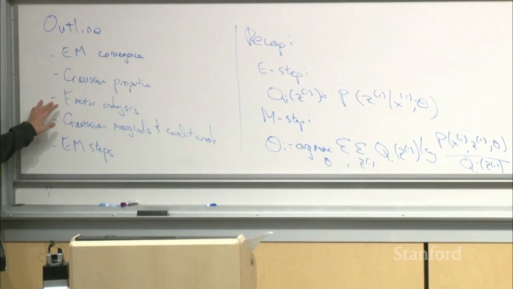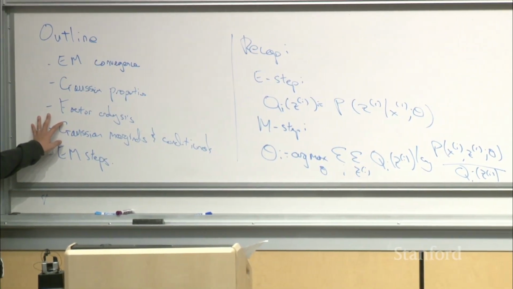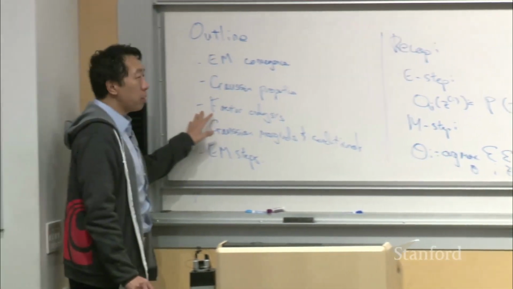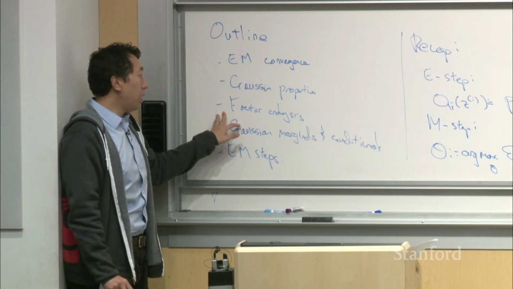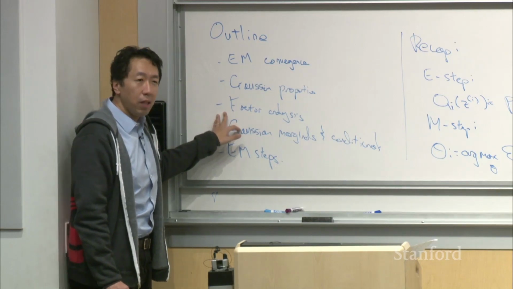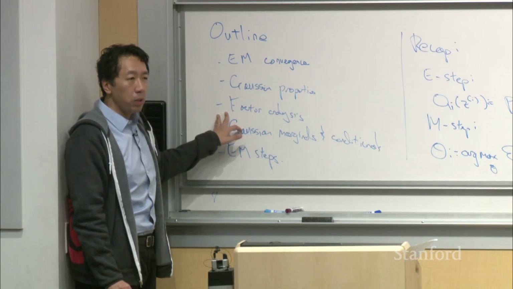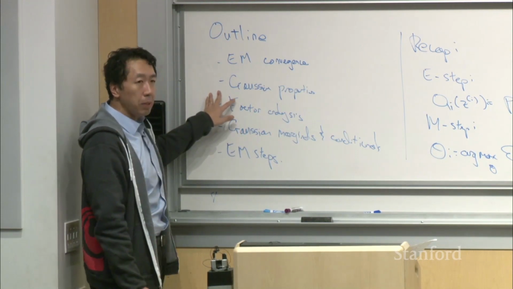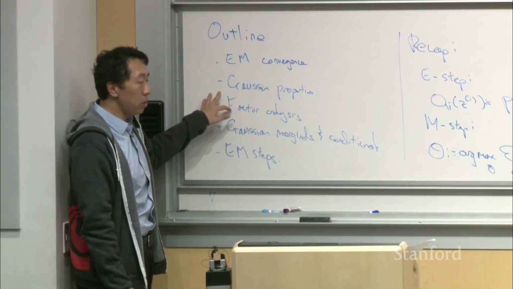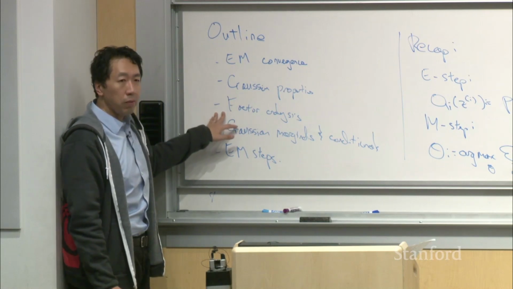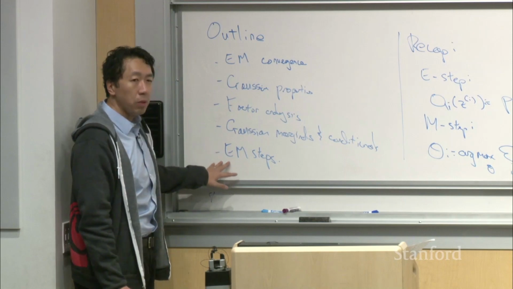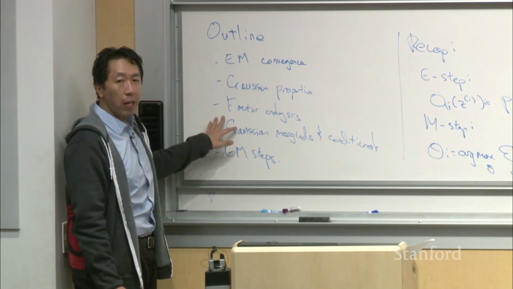Then most of what I want to spend today talking about is a model called the factor analysis model. This is a model useful for data that can be very high dimensional even when you have very few training examples. So I want to talk a bit about properties of Gaussian distributions and then describe the factor analysis model, some more about Gaussian distributions, and then we'll derive EM for the factor analysis model.